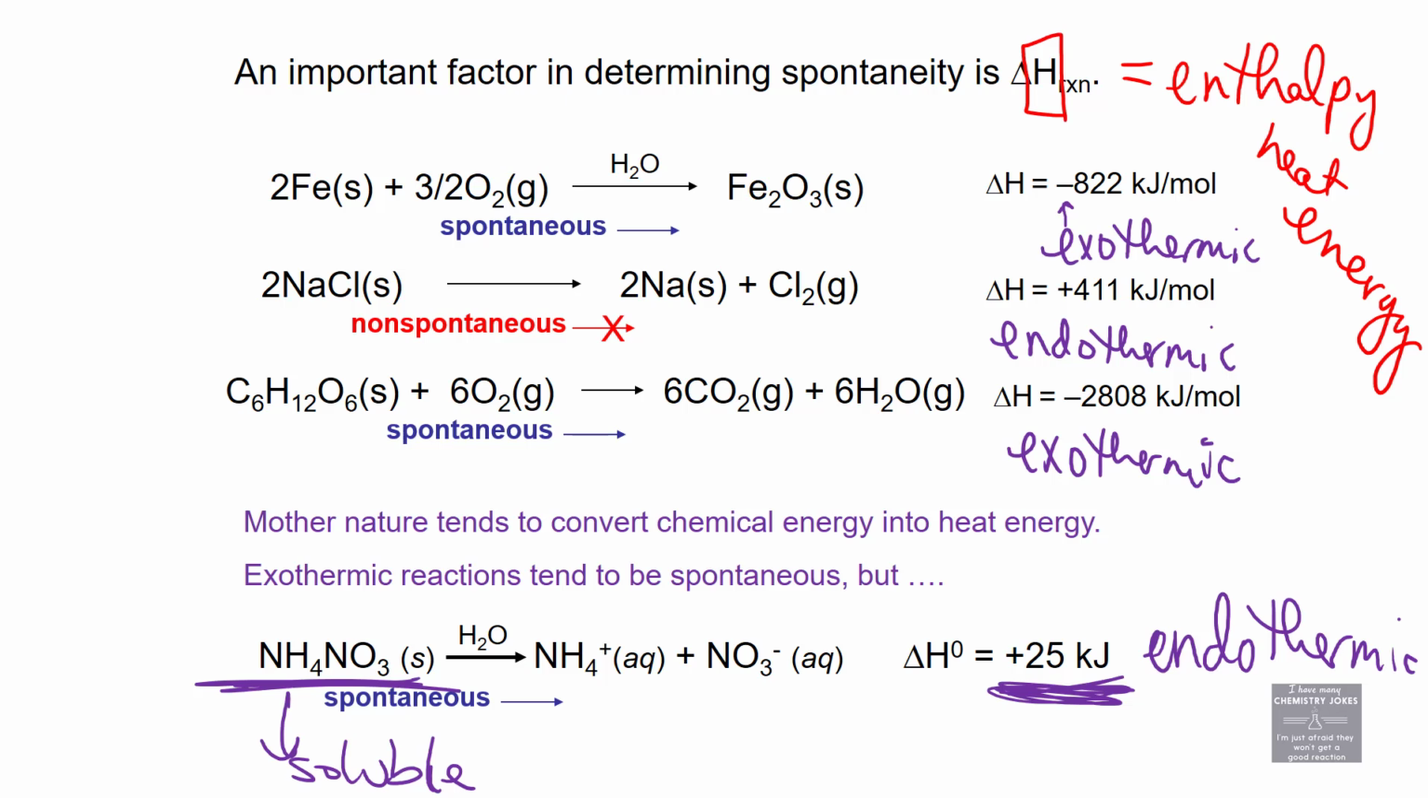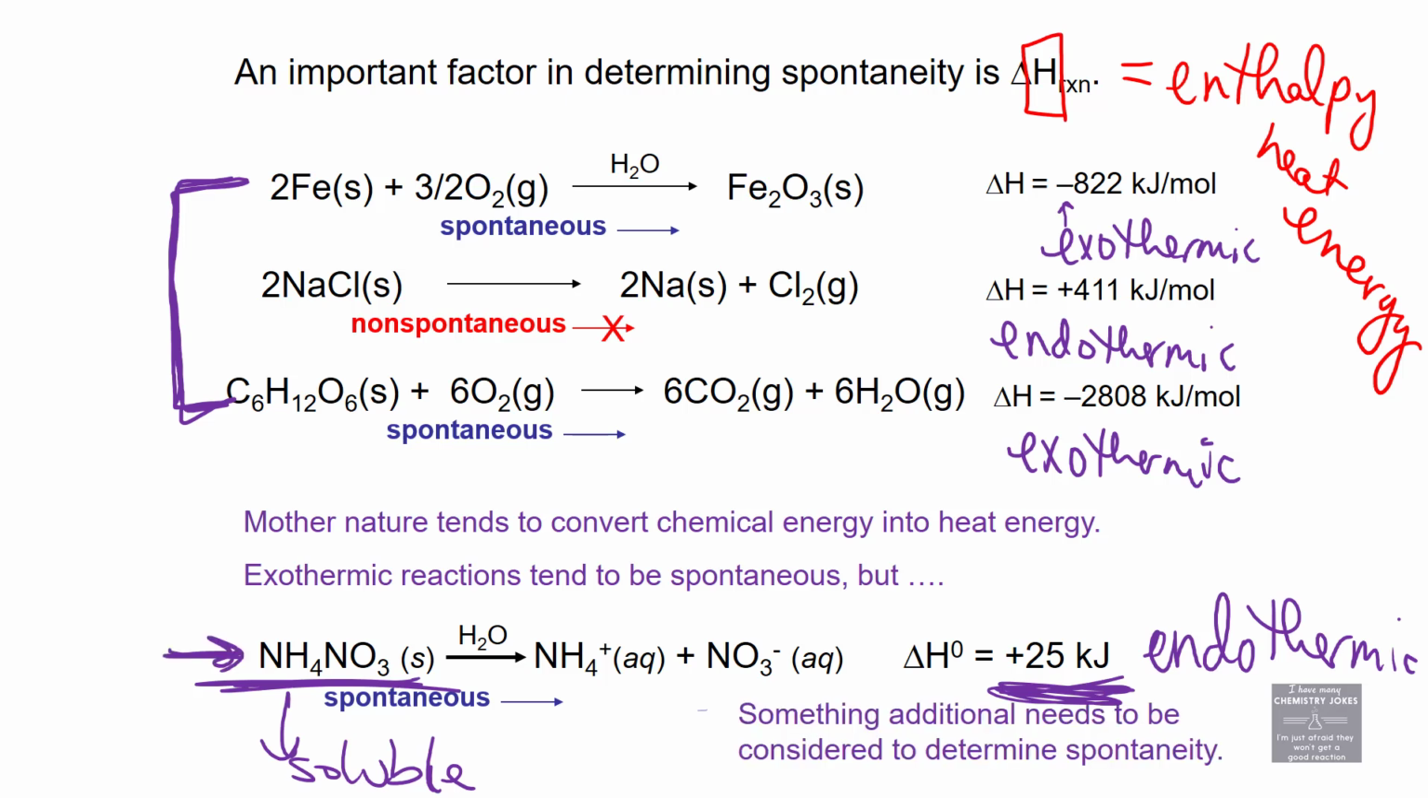So these would cause a beaker to feel warmer if they are happening in a beaker spontaneously, while this one causes the beaker to feel colder. Something additional needs to be considered. So it's not all about delta H. In general, delta H negative is spontaneous. But sometimes when delta H is positive, the reaction is spontaneous. Something else needs to be considered, and we're going to talk about that on the next slide.